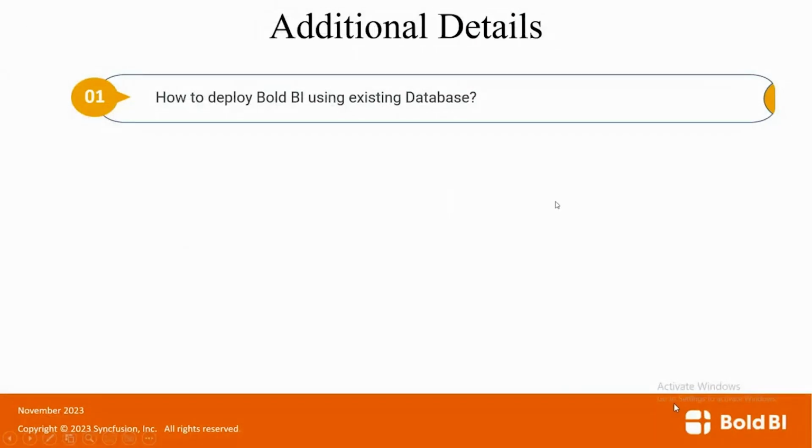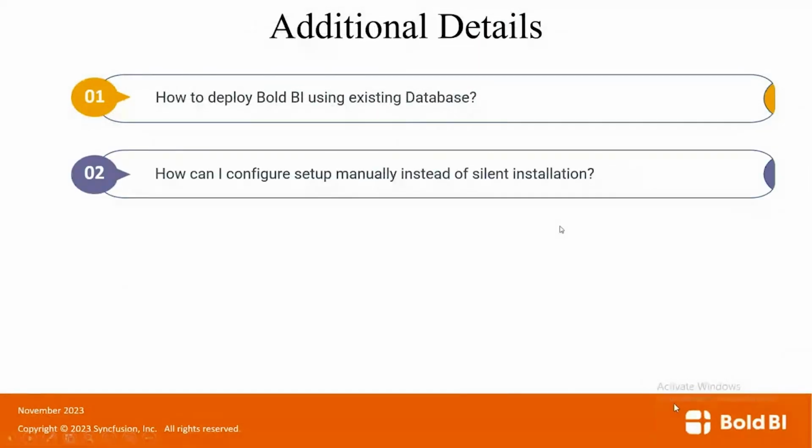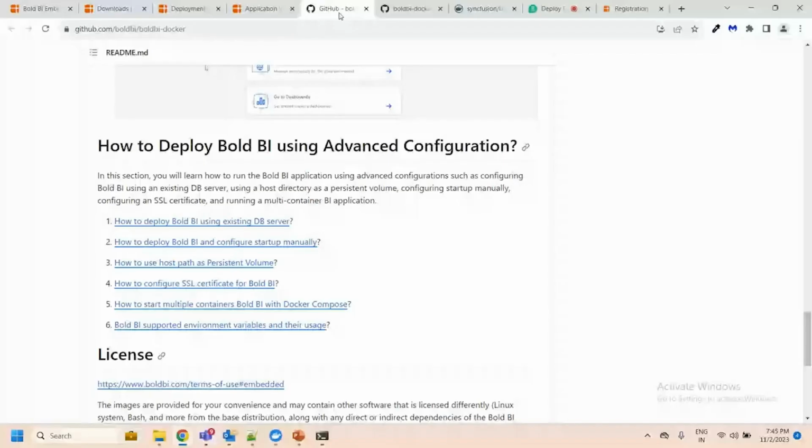And one more thing we can say, like instead of doing the silent installation, can I configure the setup manually? Instead of this, shall I choose the intermediate database from the user interface level and configure the admin accounts and the user level? Can I do everything in a manual way? Yes, that is also possible. You can go to the GitHub links and go to the second tab here, where we have explained how to do each and everything.